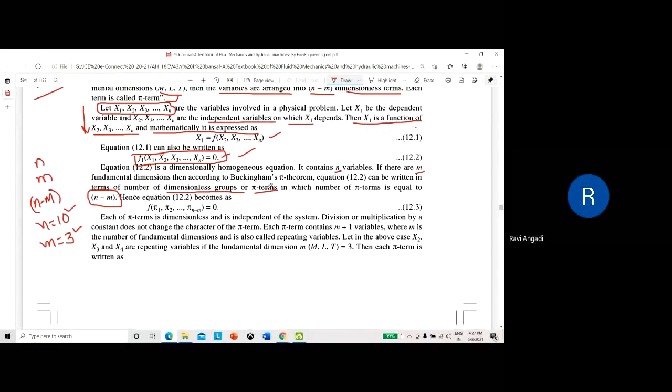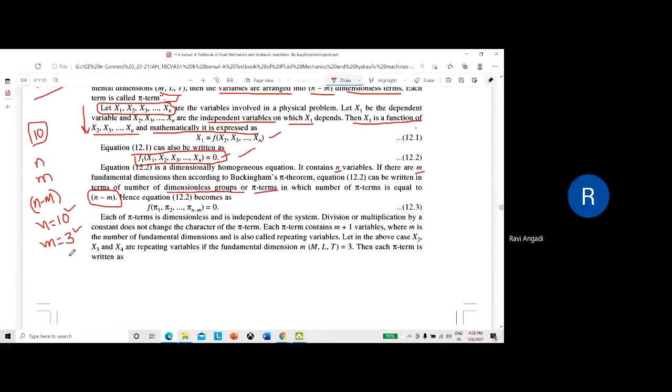They are called pi terms. That means in advance we come to know how many dimensionless groups will be formed. At the very beginning you have 10 variables. If you have 10 variables, in the final equation, how many dimensionless groups will you get?